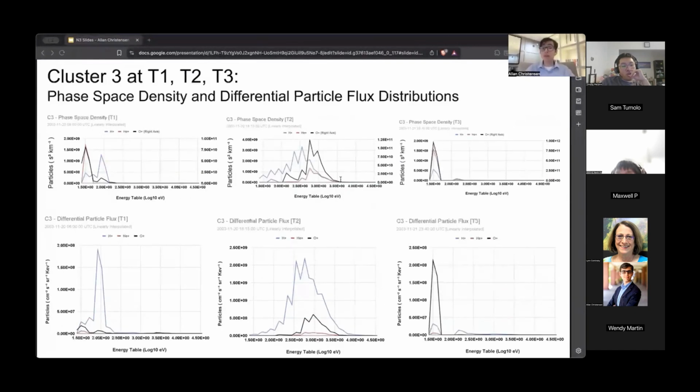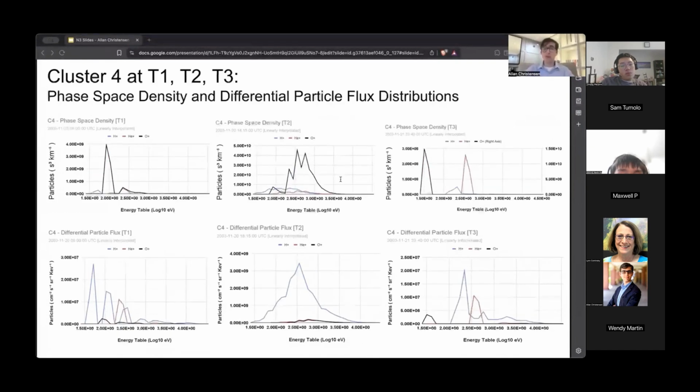This slide is similar to the previous, however, it is for Cluster 3. It is worth noting that the phase space density is related to the differential particle fluxes, with lower mass leading to higher particle flux. O+ has the highest phase space density, but due to its high mass, it has the lowest differential particle flux relative to H+ and He+.